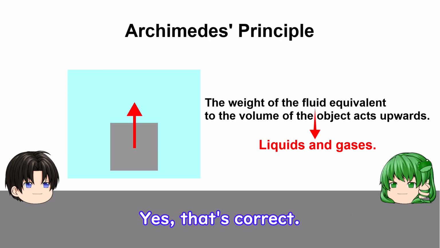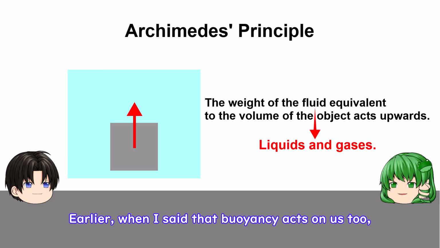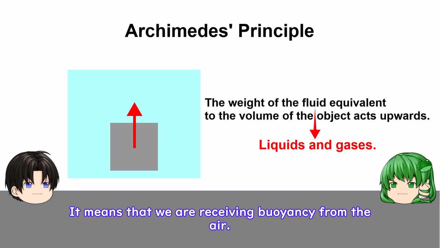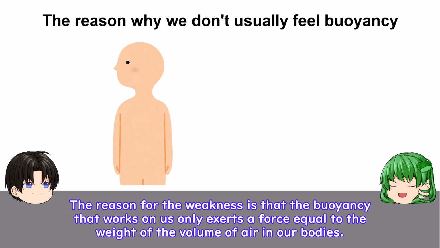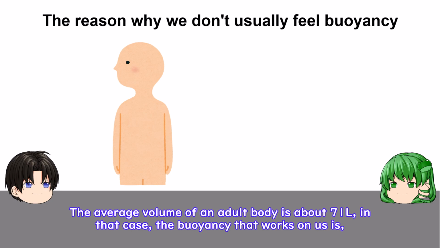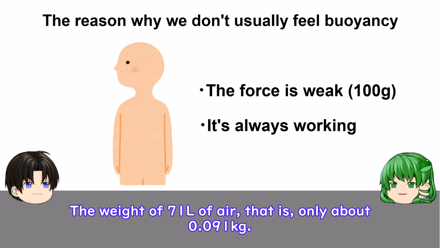Yes, that's correct. Earlier, when I said that buoyancy acts on us too, it means that we are receiving buoyancy from the air. One of the reasons we can't feel this buoyancy is because it's weak. The reason for the weakness is that the buoyancy that works on us only exerts a force equal to the weight of the volume of air in our bodies. The average volume of an adult body is about 71 L. In that case, the buoyancy that works on us is the weight of 71 L of air.